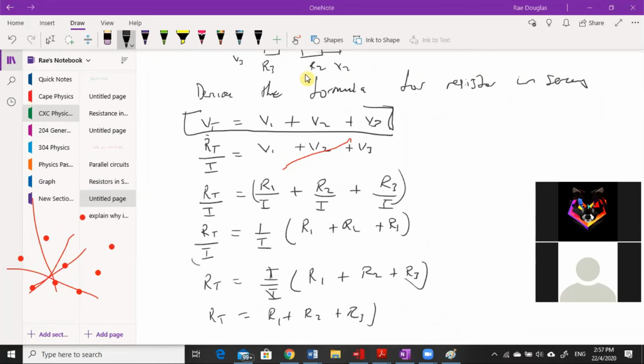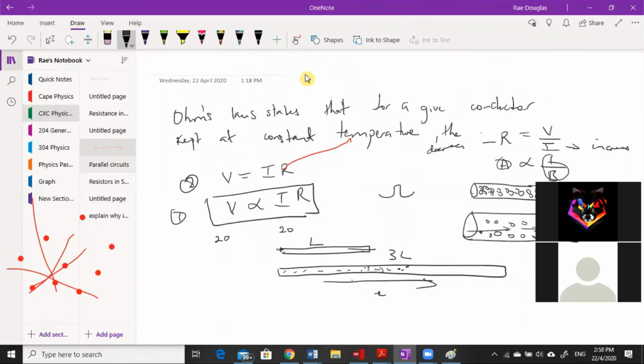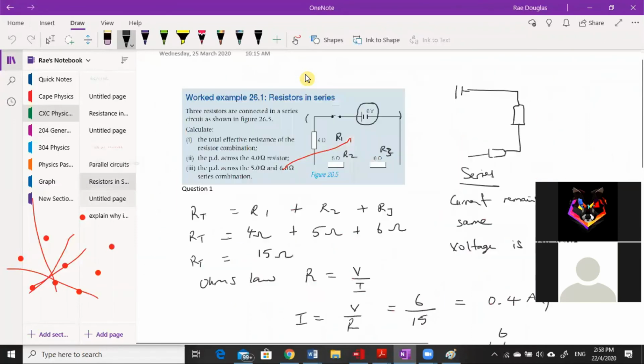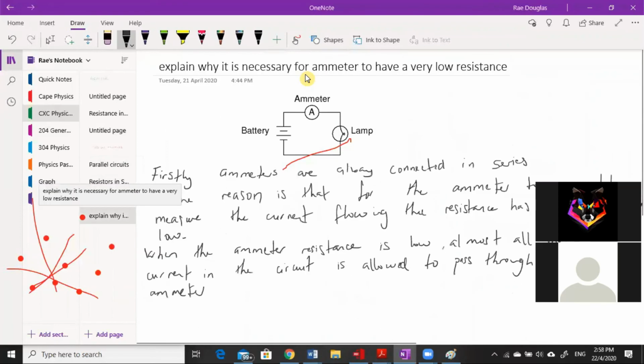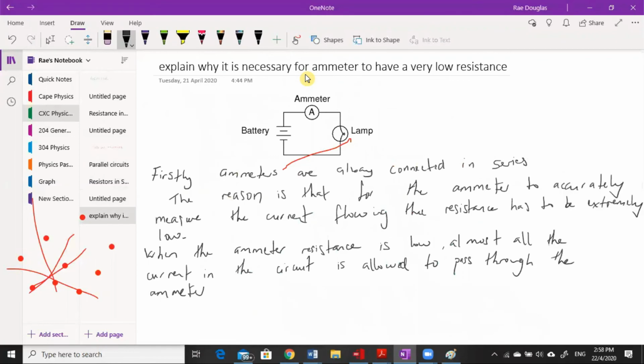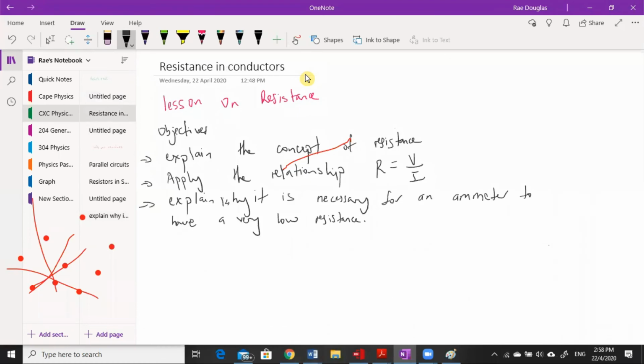Now, oh yes, there's an important thing I need to talk about. Now we're talking about series circuits. It would be on ammeters. What is an ammeter, by the way? Something used to measure current. Good. So it's basically a device that we use to measure the flow of current. But when you look at our objectives, it says that we need to explain why it is necessary for an ammeter to have a very low resistance, right? So let's see if we can explain that.